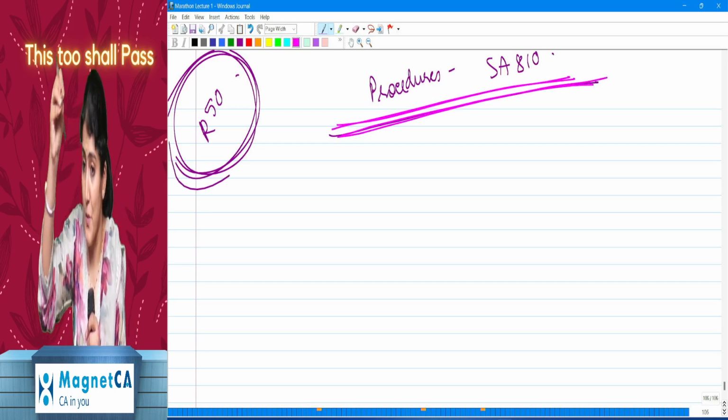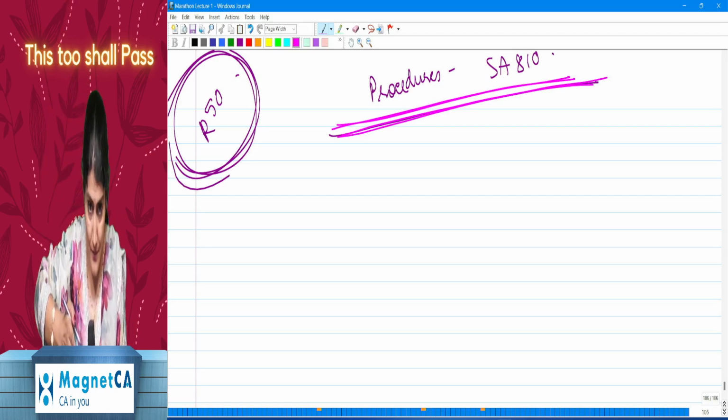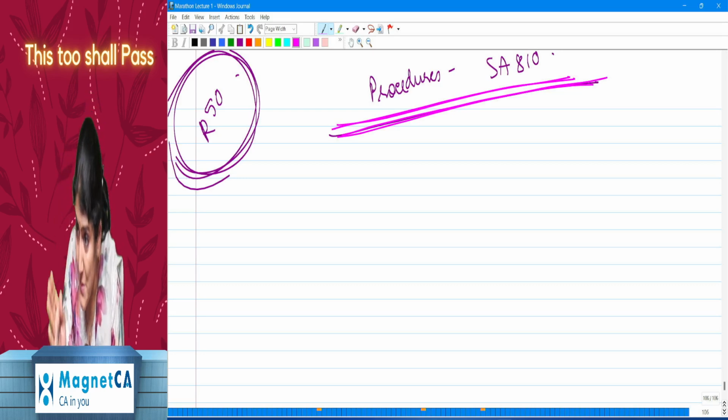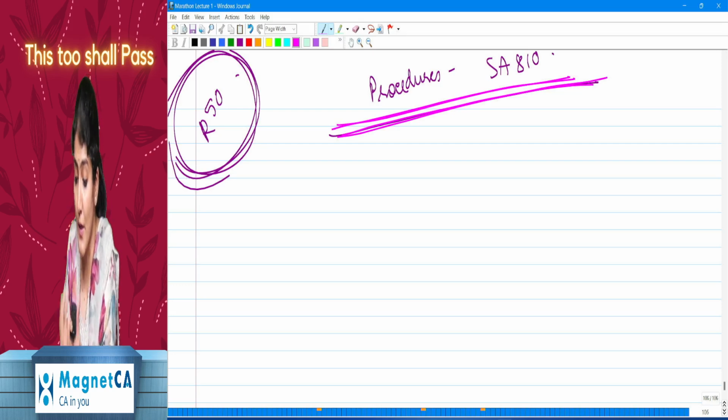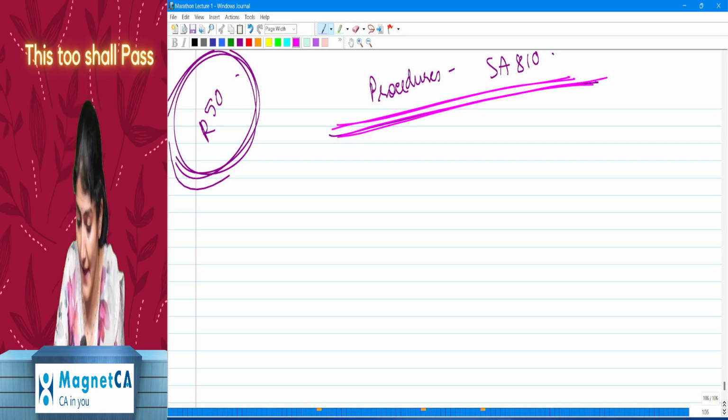Let's try to visualize. Everybody sit straight. Right, let's try to visualize that you are the same auditor who has done the audit of the audited financial statements, and now you have to issue a report on the summary financial statements, right?